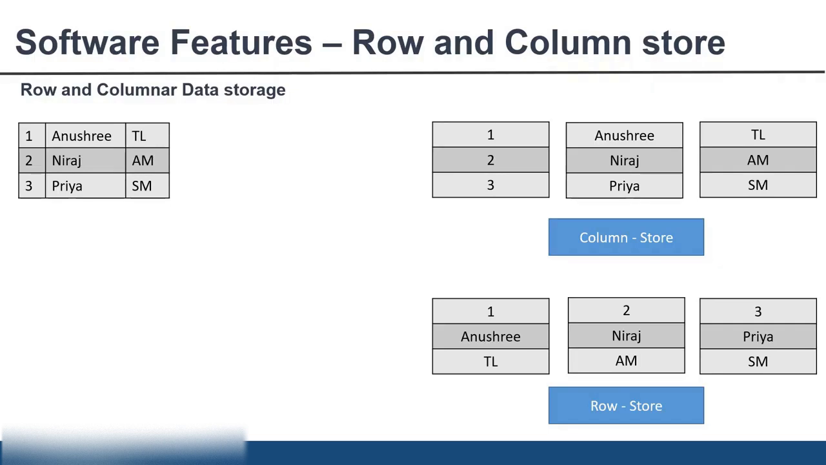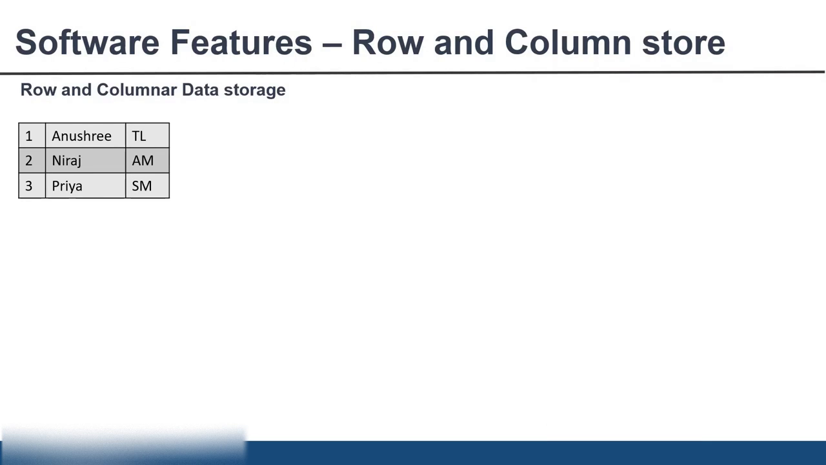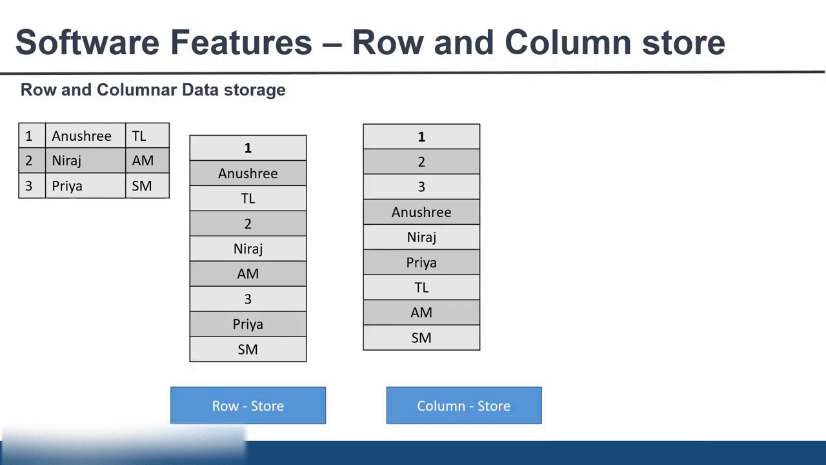Row store data you are already familiar with, because in ECC mostly it is row store. Or in other words, if I want to display the same data, how it can be stored in row store or column store: you can see the first row is 1 Anushri TL, second row is number 2 Neeraj AM, and so on and so forth. If it is column store data, it will be the first column as 1 2 3, second column with names, and third column with all the designations. So that means you have a choice in HANA whether to create your table as a row store table or as a column store table.